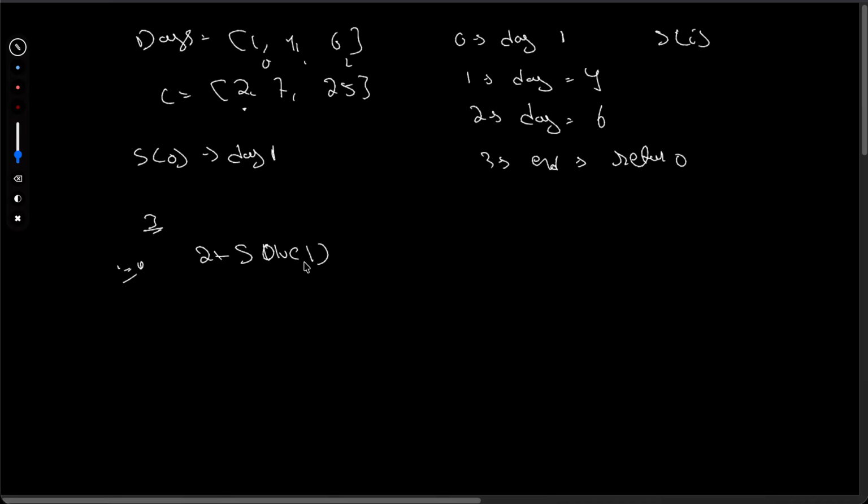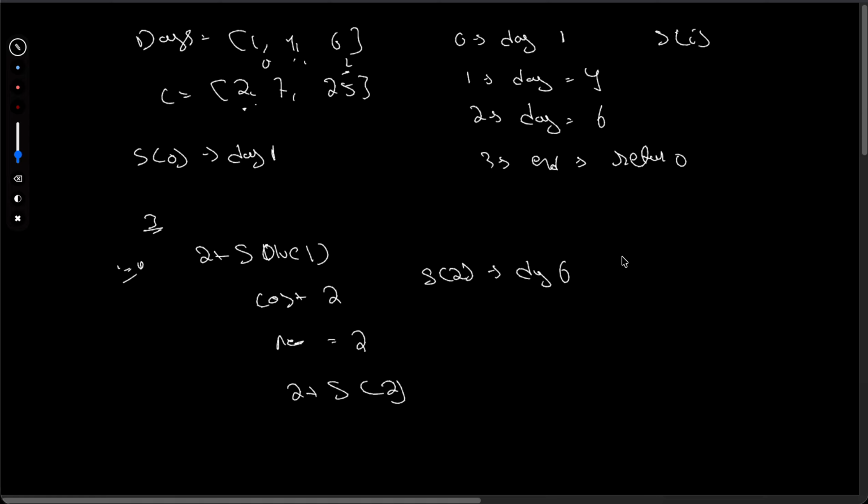Now go inside solve of 1, day 4. Again we have 3 options. Option 1, at day 4 with a 1-day pass the cost is 2, so the next index is 2, so 2 plus solve of 2. Solve of 2 is day 6, so again we have 3 options.